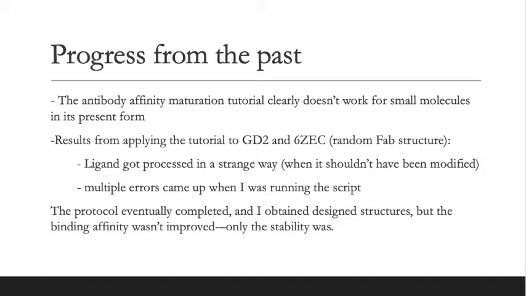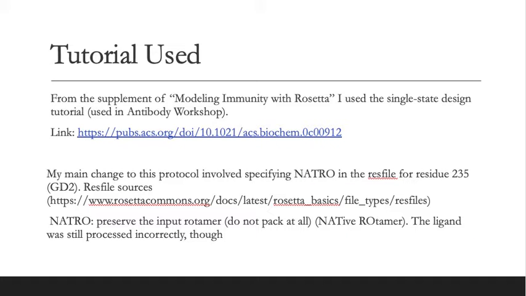And I did obtain designed structures, but the binding affinity was not improved, and the ligand in the output looked completely messed up. So something clearly went wrong, and I'll show that in a later slide. So the exact tutorial I used was the one in Modeling Immunity with Rosetta, linked here in the supplement, and it's called the Single State Design Tutorial. And it's the same one used in the Woldring Lab workshop.